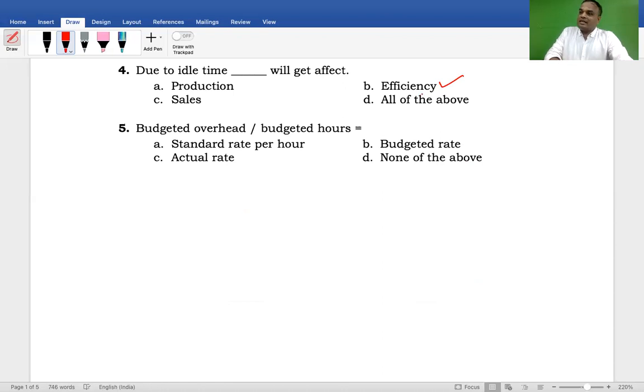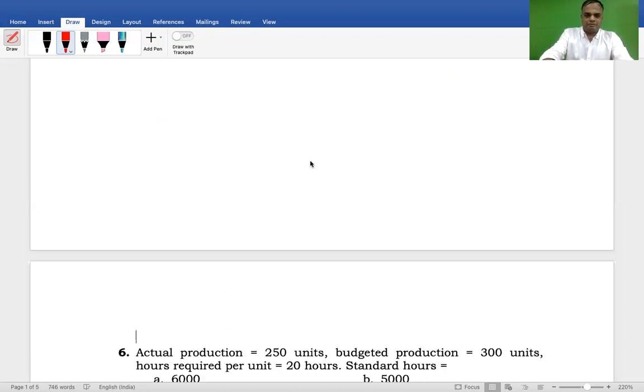Budgeted overhead divided by budgeted hours is equal to: standard rate per hour, budgeted rate, actual rate, none of the above. Standard rate per hour. Next.